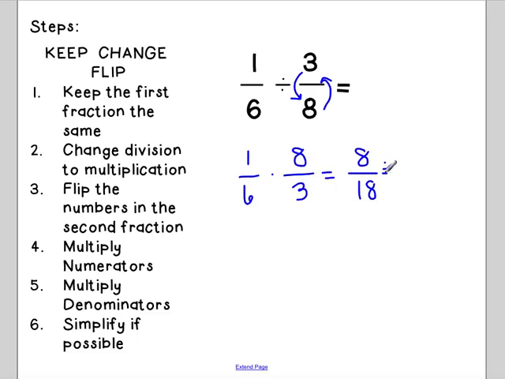And I can divide for sure by 2, so I'm going to start there. 8 divided by 2 equals 4. 18 divided by 2 equals 9, and that is as simplified as it gets, so that is my final answer.